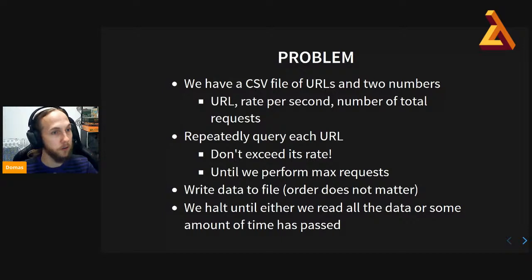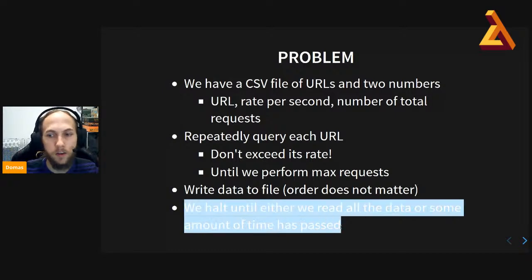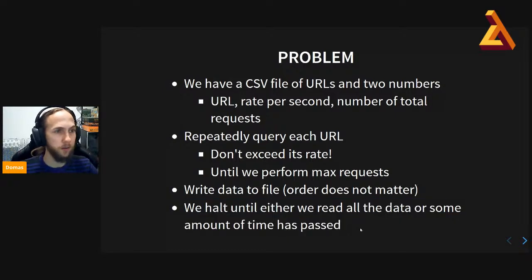So with every URL, you get the number of requests you can make per second, and we get a maximum number of requests. We write the result of all these requests into a file. The order doesn't matter. All we want is the data from those URLs. And we finish when either too much time has passed or we've written all the data.